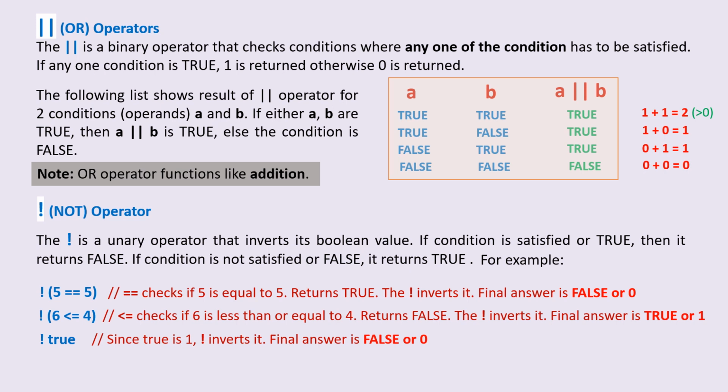Not true. Since true is 1, the not operator inverts it to false, or 0. Not false. Since false is 0, the not operator inverts it to true, or 1.